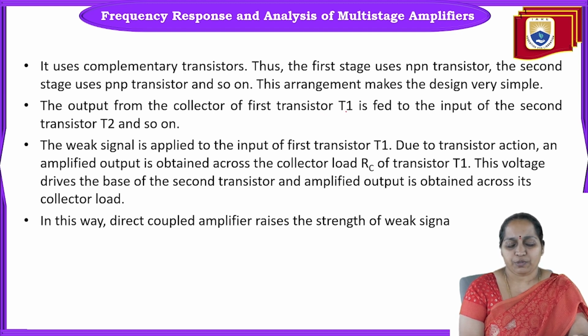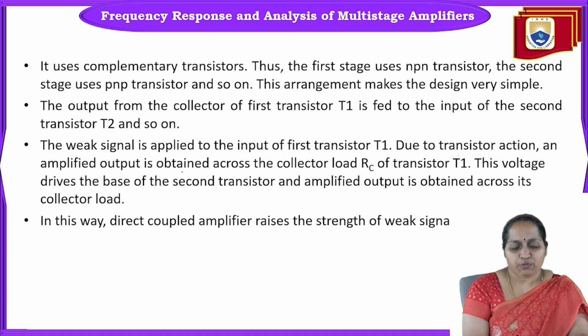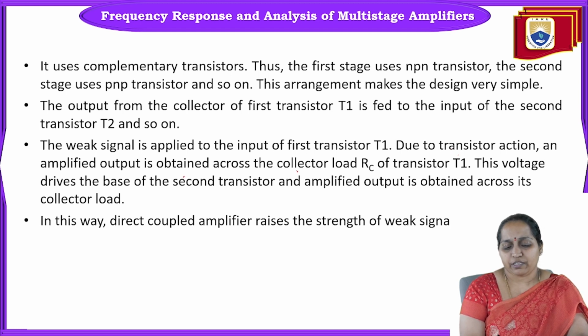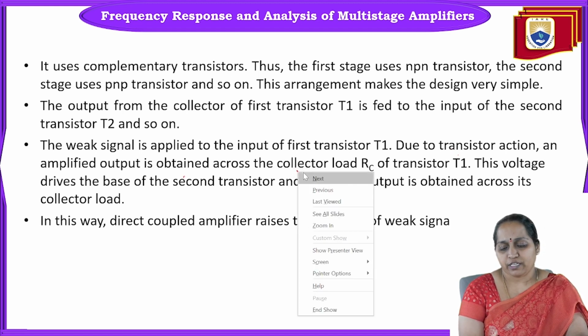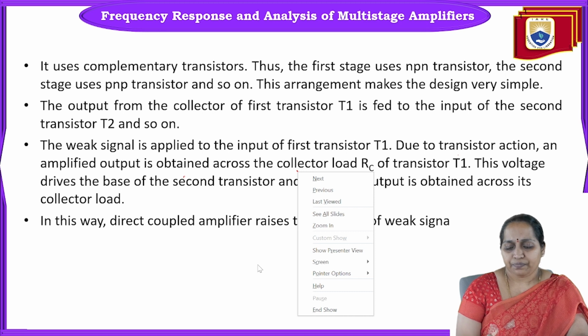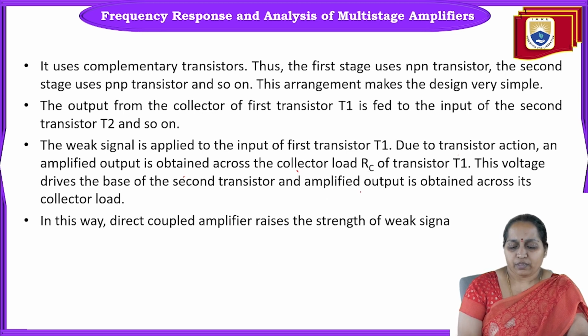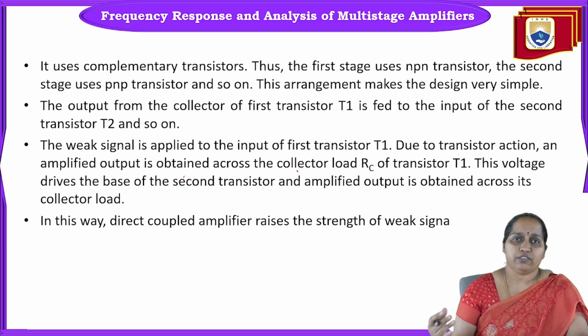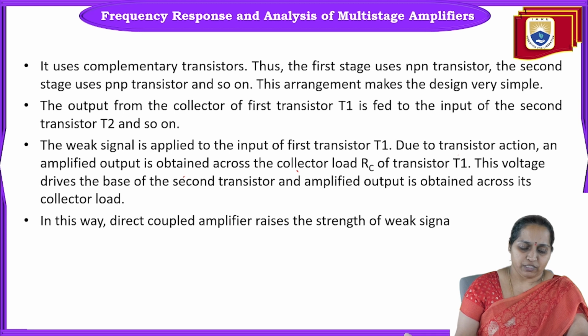This arrangement will continue. The weak signal is applied first to the input of the first transistor, and due to the amplification of the first transistor, the amplified output appears across the collector load RC of transistor 1. Then this voltage drives the base of the second stage. Amplified output is again obtained across the collector load, and this process will continue for the further stages.